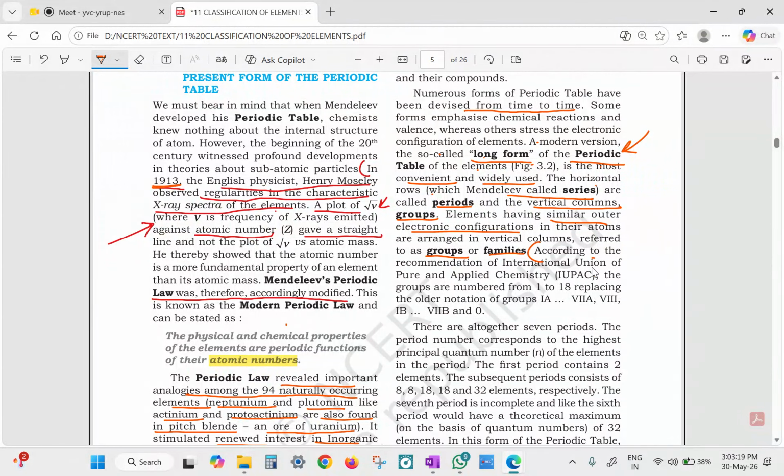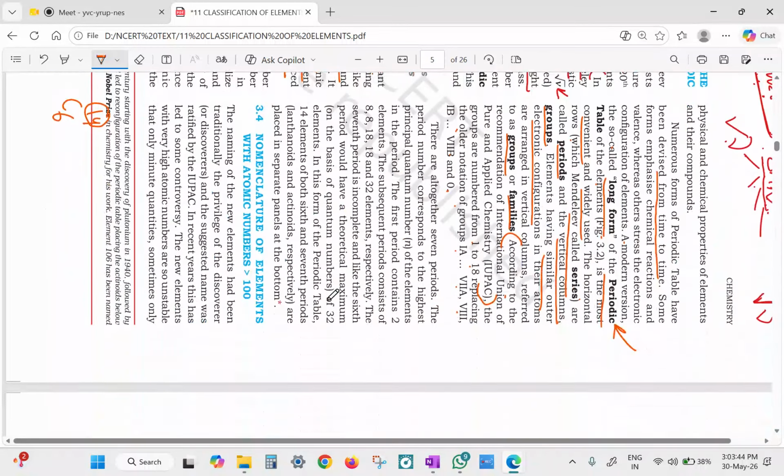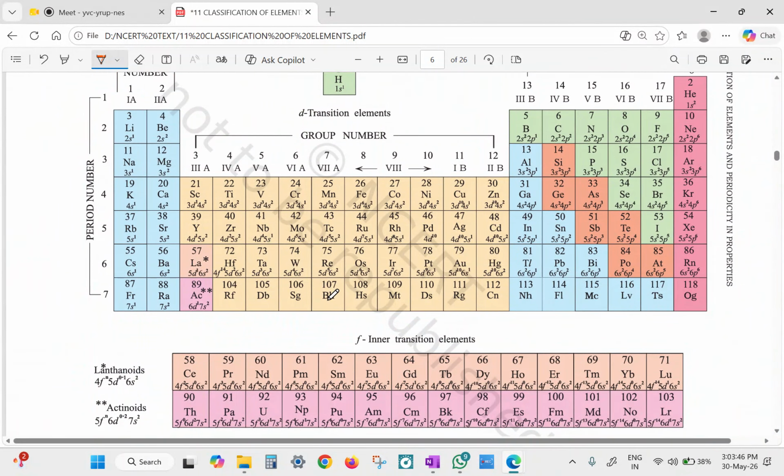You would have heard about this IUPAC last year, IUPAC nomenclature. The groups are numbered from 1 to 18, replacing the older versions of 1A to 7A, 8, 1B to 7B, and 0. There are altogether 7 periods. So we'll go and see the long form of the periodic table. So the long form of the periodic table is this.